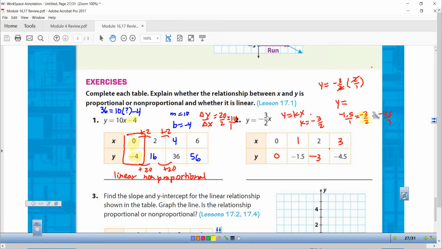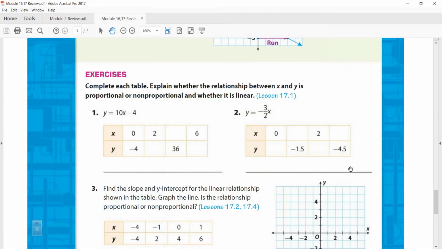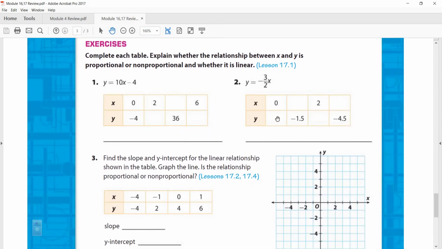That is my k. So this is a proportional relationship. It is a proportional relationship, and I don't have to put linear because all proportional relationships are linear, okay? Non-proportional could be linear or could be non-linear. So if it's non-proportional and linear, you have to put linear on it. Proportional, you don't have to, all right, because they will always be linear.